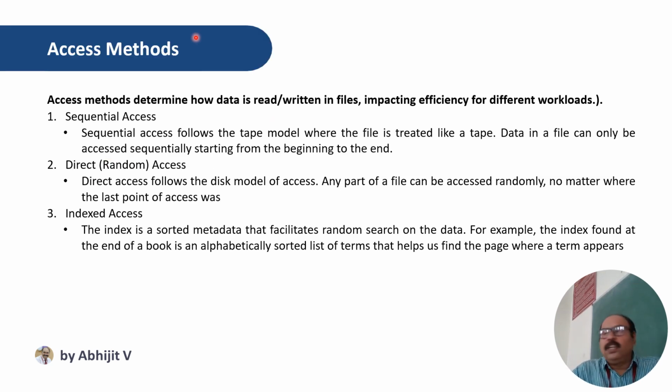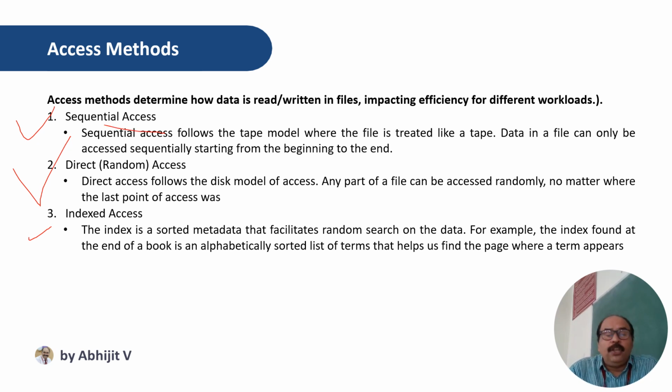So what are the different types of access methods? The name makes it very clear that access methods means the ways in which you can access every file. So there are three types. The first one is the sequential access method, the second is the direct or random access method, and the third is the indexed access method. We have three types.